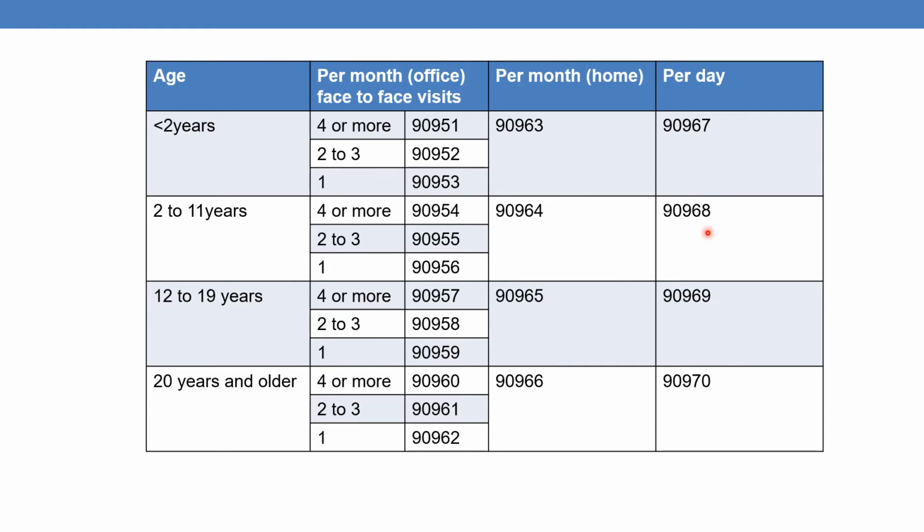These codes are given per day. For 20 years or older, if the ESRD services are provided per day, the code is 90970.